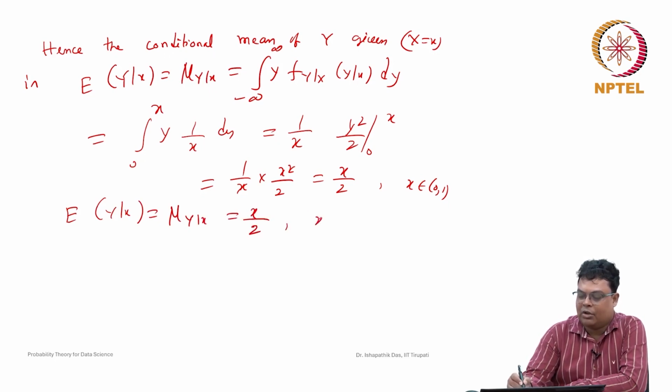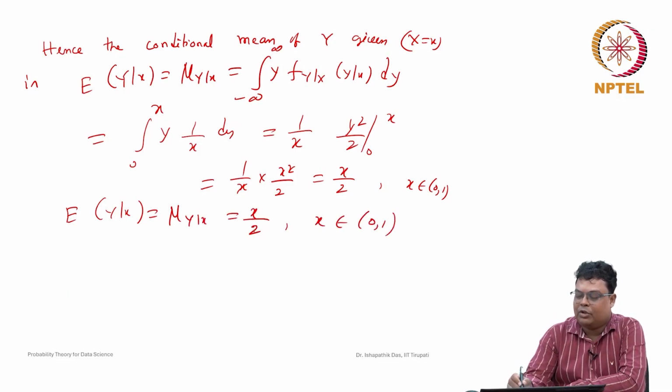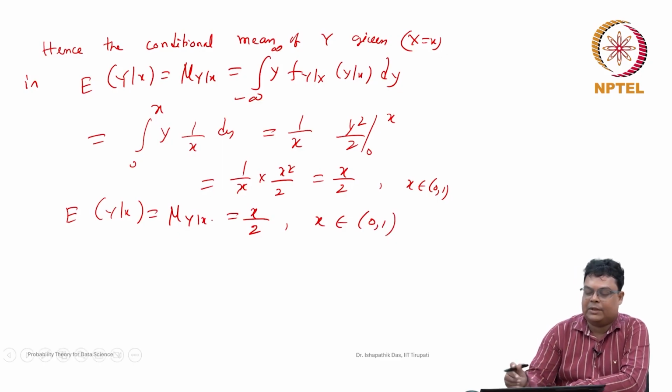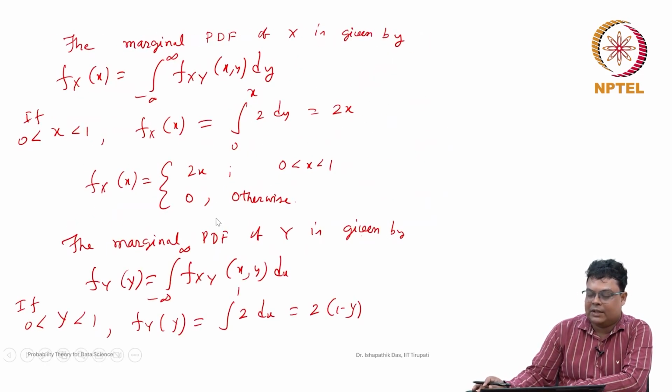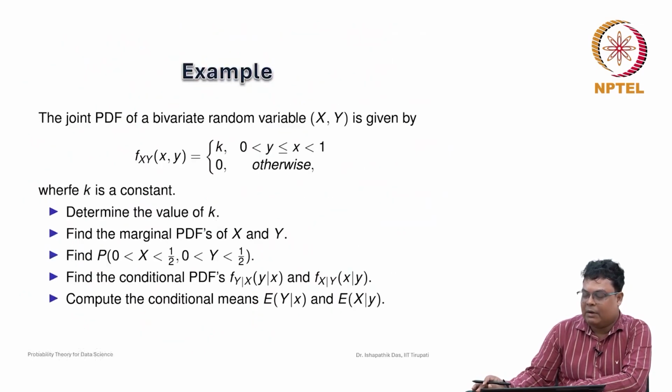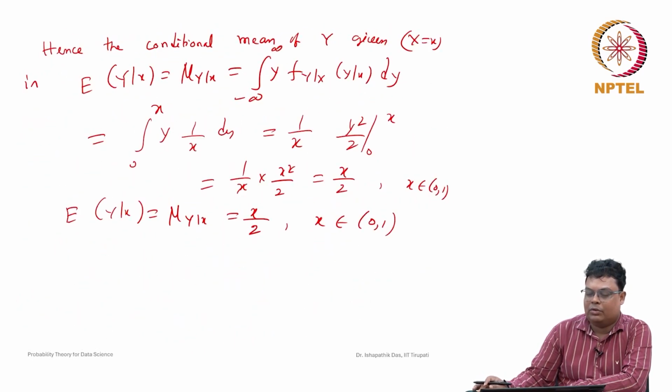So it is a function of x, for x belonging to the range; depending upon the values of x, you can find different mean values, so that's why this is a function of x. Similarly, it is asked in this question to find the conditional mean of x given y also. So let us find out the conditional mean of x given y.